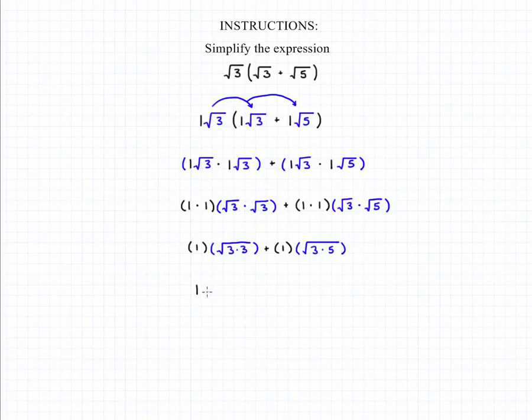When we simplify this, we're going to have 1 times the square root of 9 plus 1 times the square root of 15. And the square root of 9, of course, is 3, so that will give us 1 times 3. We can see if we can simplify the square root of 15 at all by factoring 15 into prime factors. 3 and 5 doesn't give us any pairs, so 15 is as simplified as we can get. And so that will give us our final answer, which is 3 plus the square root of 15.